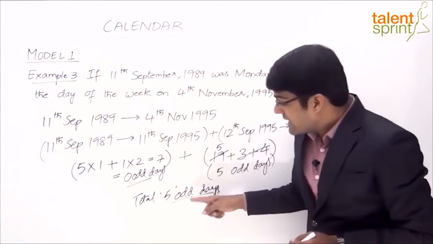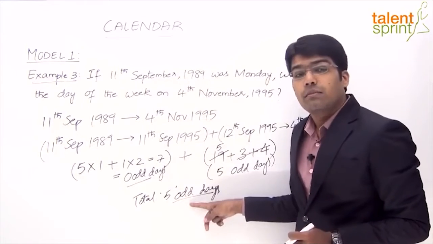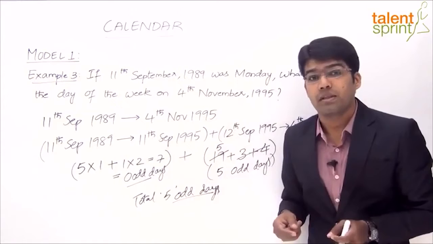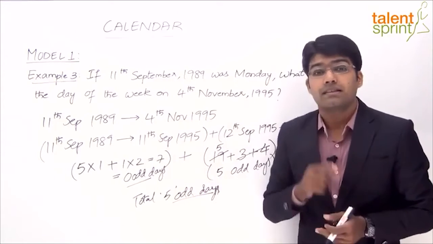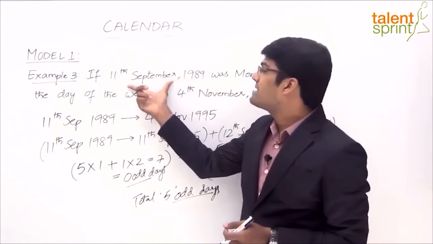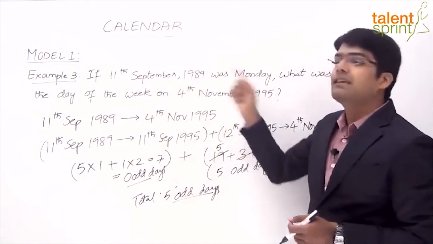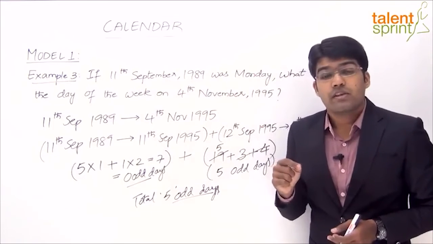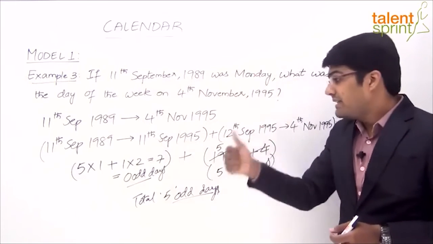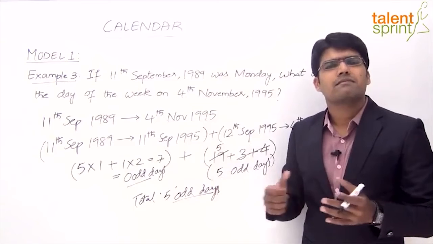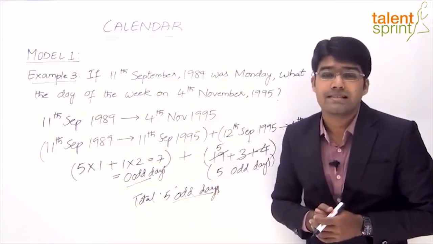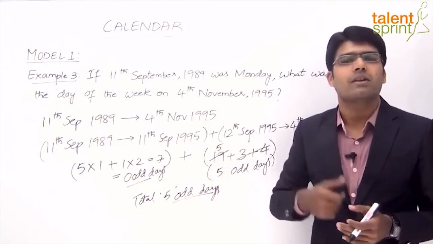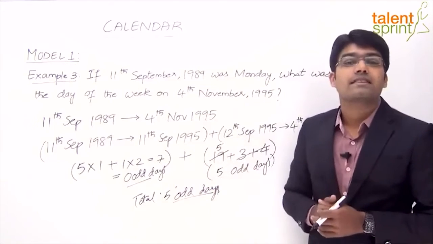Now we know that 5 odd days would mean a Friday. So 4th November 1995 should be a Friday, but be careful, we are going wrong here. The reason is that we are starting on 11 September 1989, or our reference is 11 September 1989, which was a Monday. So we need to consider Monday and then 5 odd days. Monday plus 5 odd days will be equal to total 6 odd days, since Monday is nothing but 1 odd day. We are getting a Monday, means there is 1 odd day. So 1 plus 5, total 6 odd days.